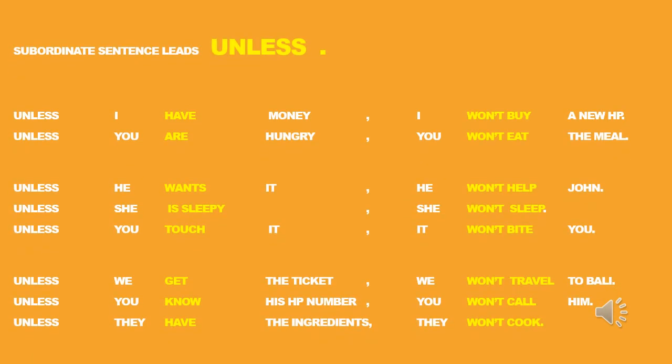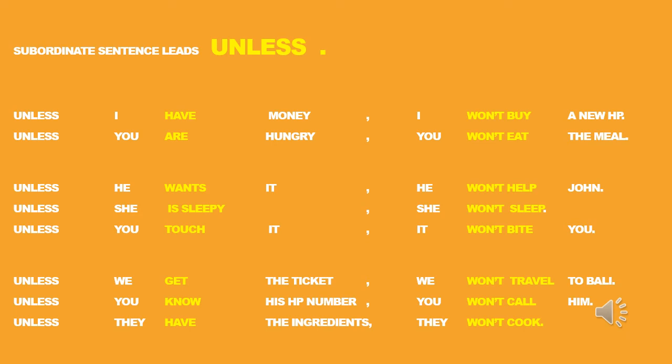More examples about unless, the negative conjunction in future conditional type 1. This time the baby sentence, or the subordinate sentence, reads, unless I have money, I won't buy a new handphone. The meaning is just the same as the previous slide, namely slide 5. It means that if I have money, I will buy the new handphone. But if I don't have any money, I will not buy the new handphone.